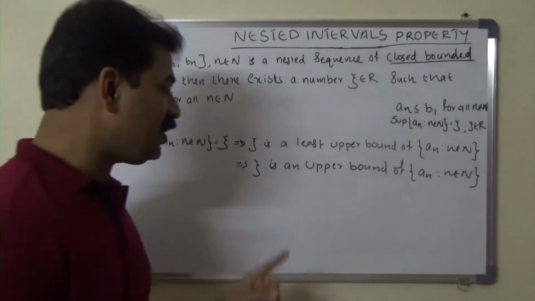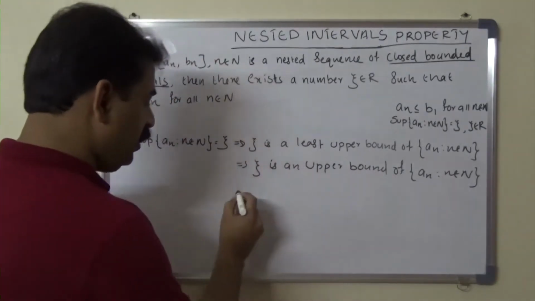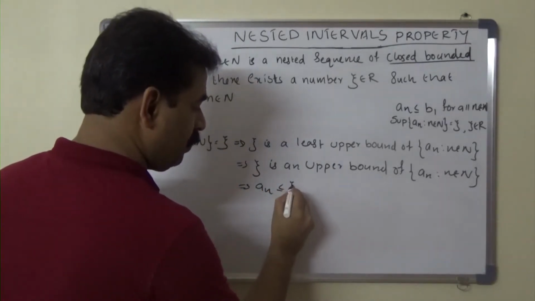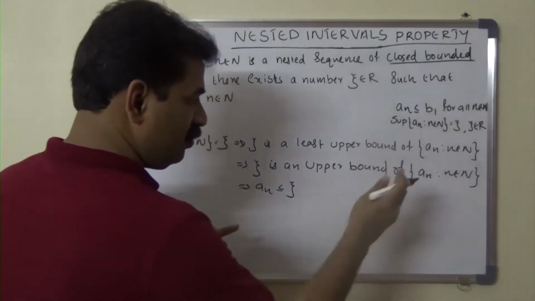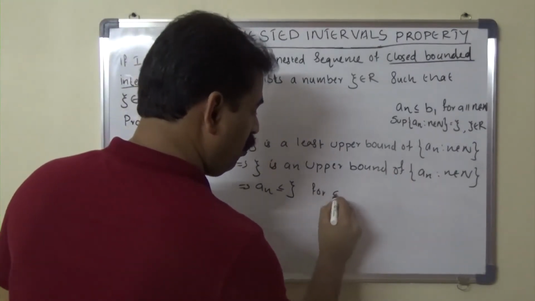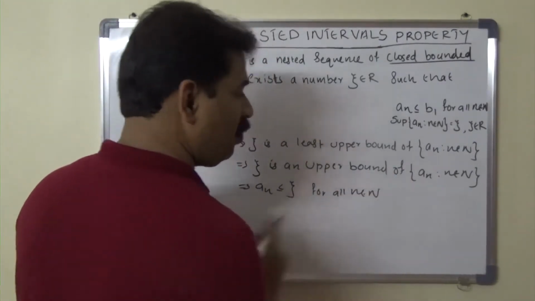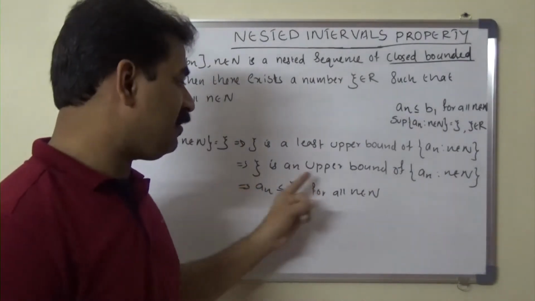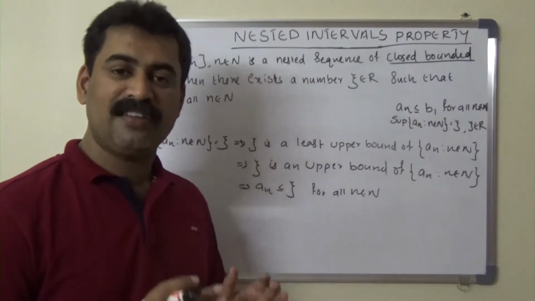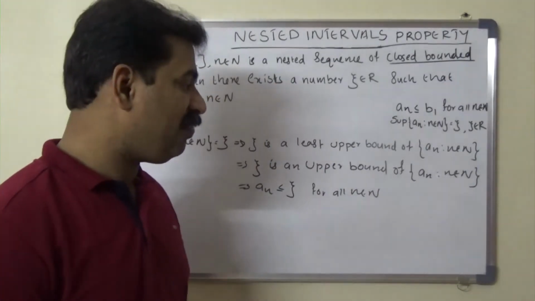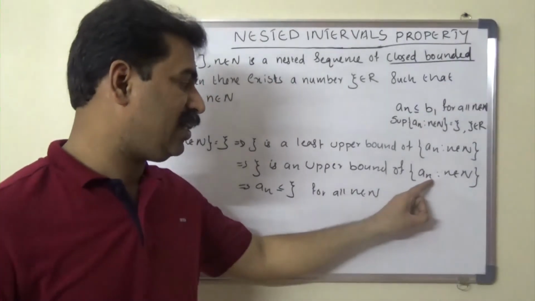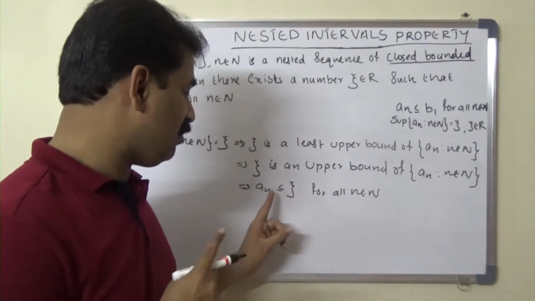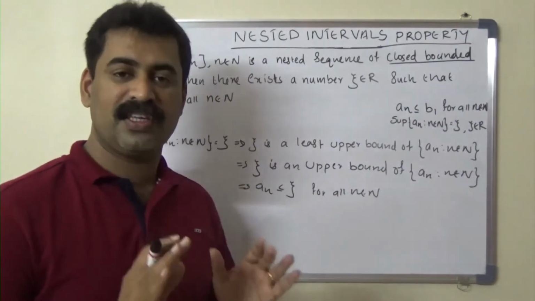Clear? By the definition of an upper bound, we can write an is less than or equal to psi for all n belongs to capital N. Clear? Because psi is an upper bound of the set of all an such that n belongs to N, then by the definition of upper bound, every element in this collection is less than or equal to psi. That means we can write an is less than or equal to psi for all n belongs to capital N. Clear?